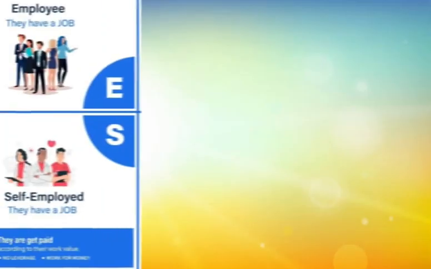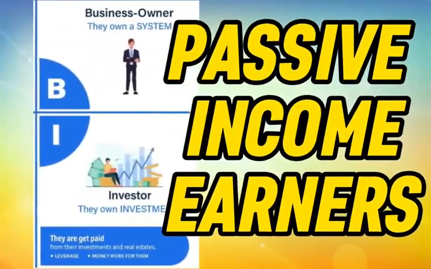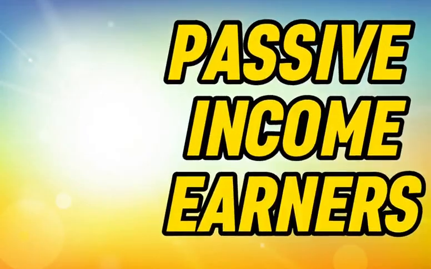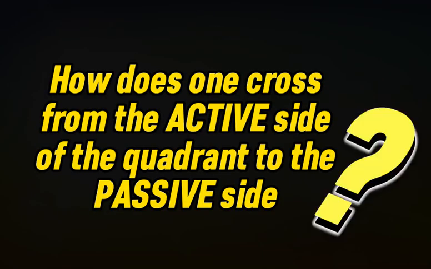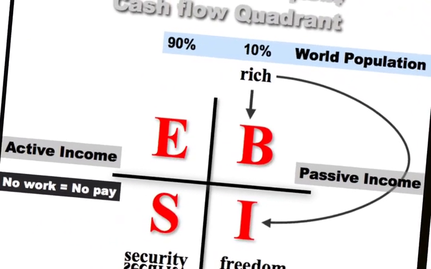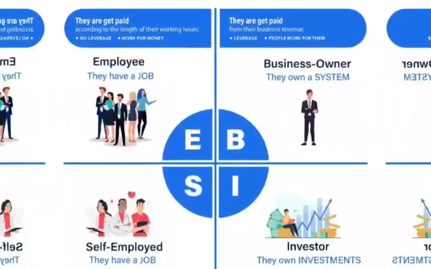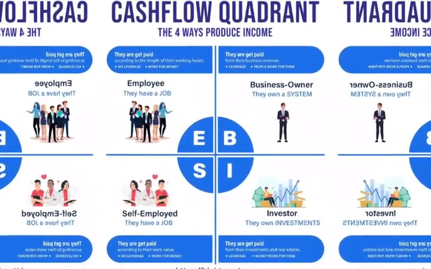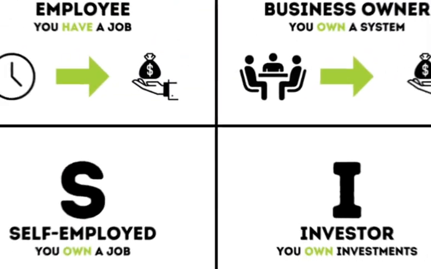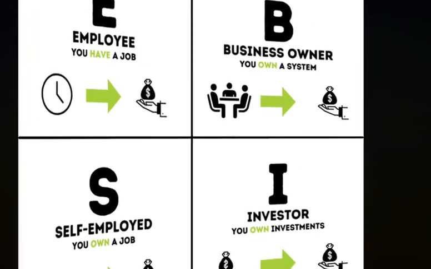Good. Now the E and S quadrants make up the active income earners, while the B and I quadrants form the passive income earners. I'm sure you already know this by now. Now the question is, how does one cross from the active side of the quadrant to the passive side? How are the quadrants interlinked? How can one use Robert's cash flow quadrant to power your way to true financial freedom? This is a discussion I had planned to have in this particular video, but we'll do that in another video so that this video doesn't become too long.